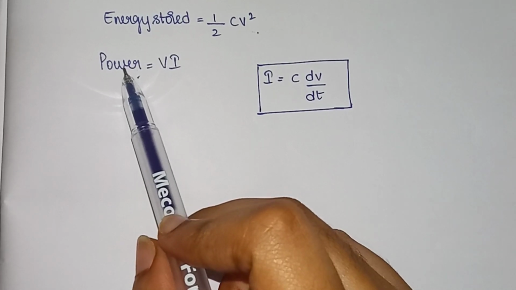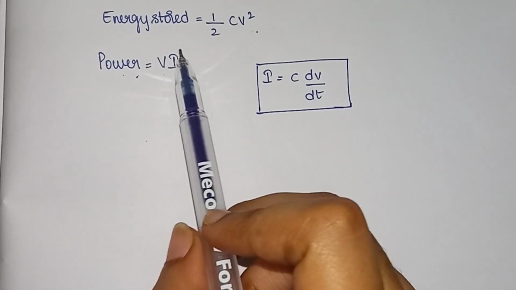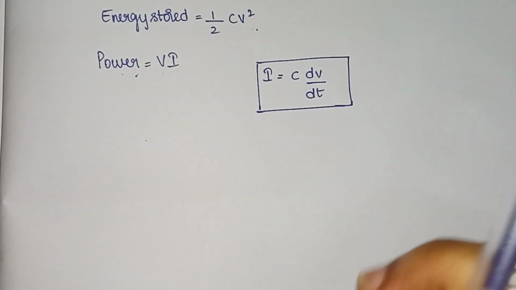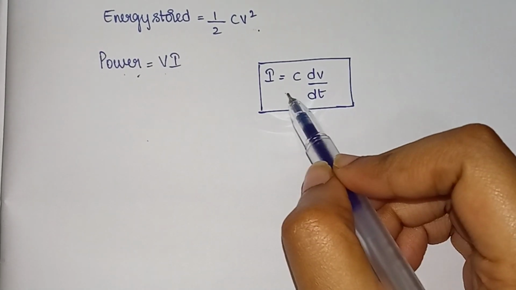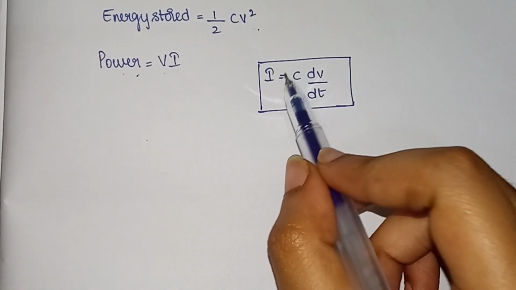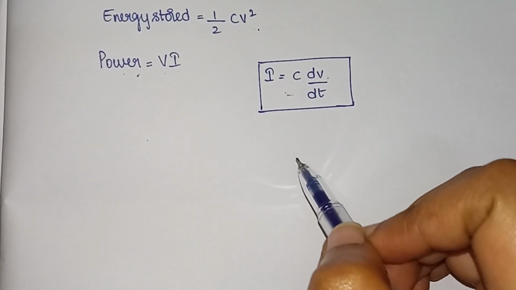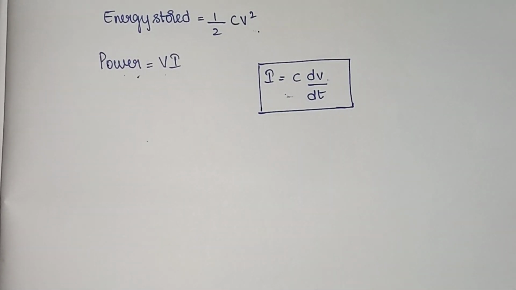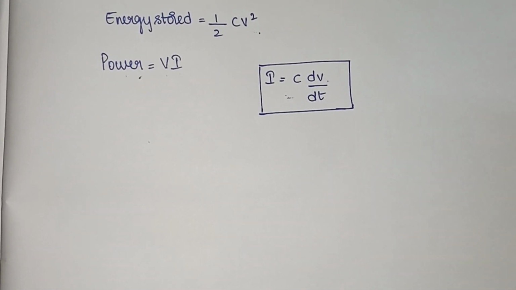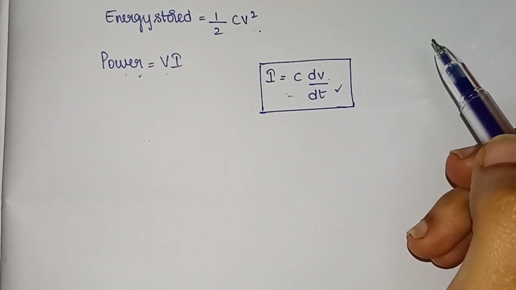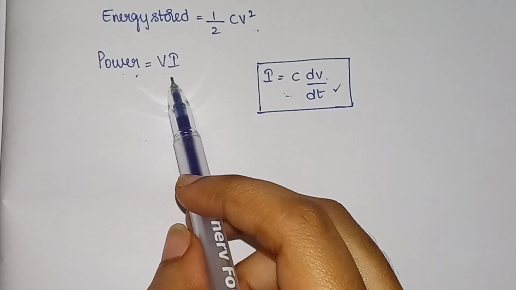So we already know that power is equal to product of its voltage and current. Power is equal to V into I. And this is the formula we have in this concept: I is equal to C into dV by dt. So what we'll do now to derive the power equation, we'll substitute this particular I is equal to C into dV by dt in this equation.